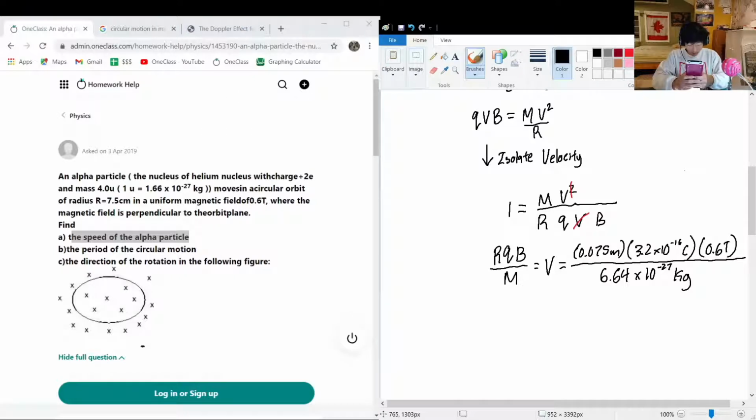So we got 0.075 multiplied by 3.2 multiplied by 10 to the power of negative 19. Oh, I should write, it looks like a 16, that should be 19.